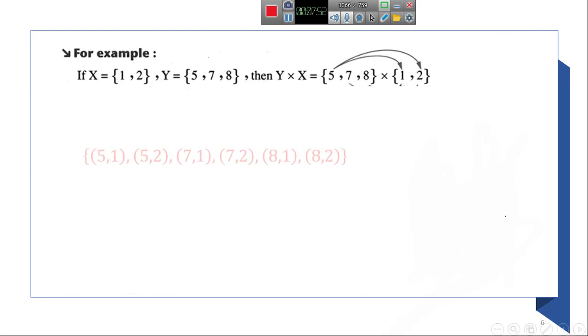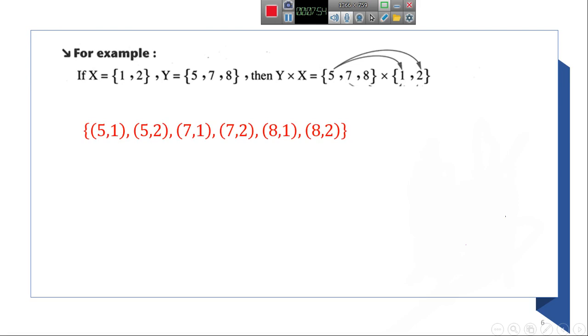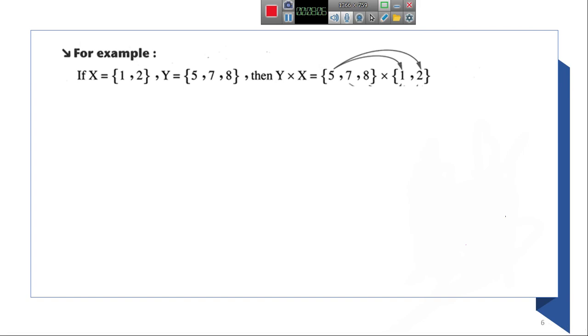Okay, let's solve another question like this one. If x equals {1, 2} and y equals {5, 7, 8}, let's find y cross x. In the previous slide we solved x cross y, but right now y cross x. Let's see if both of them are equal or not. Is y cross x the same as x cross y? Let's see if they are equal or not.